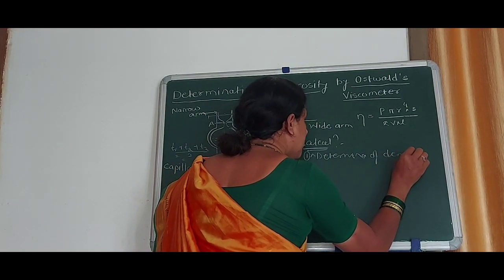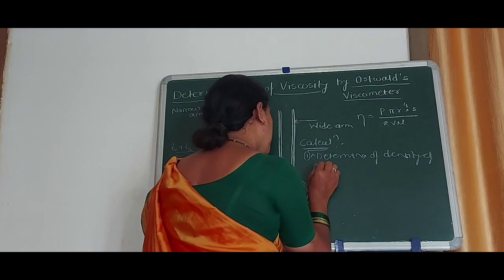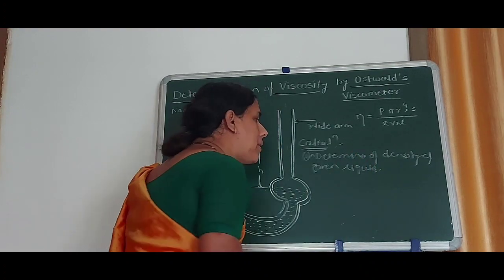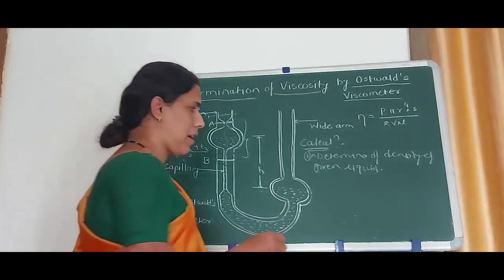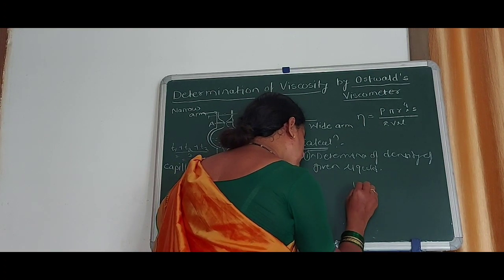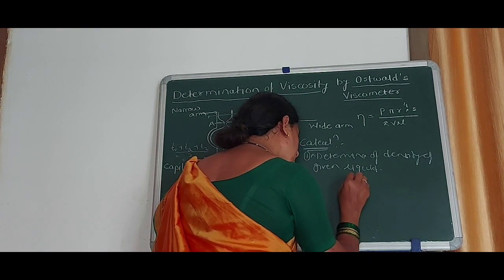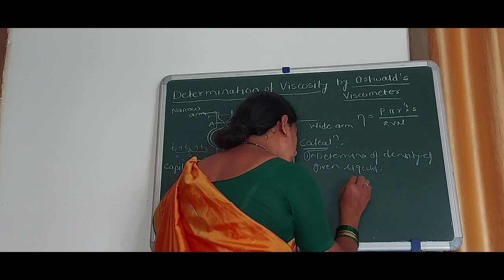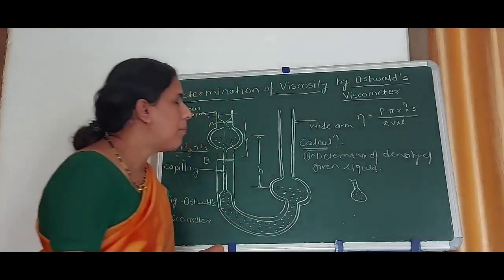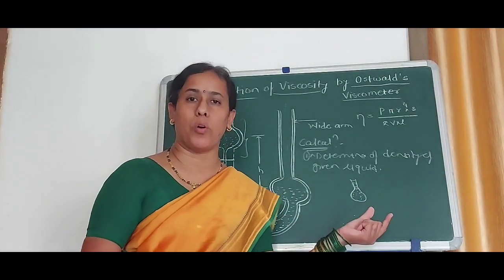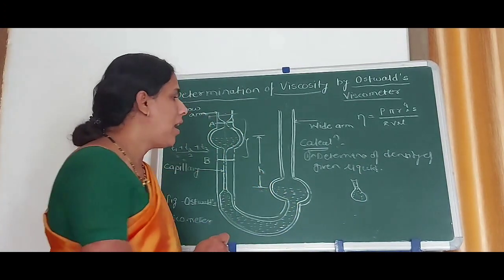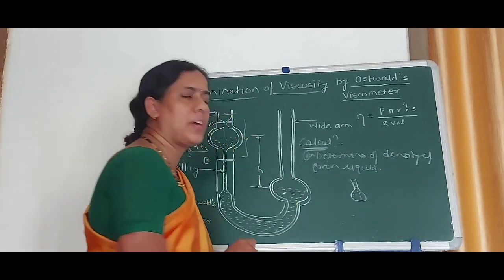density of the given liquid. For that purpose, you have to take the specific gravity bottle. Specific gravity bottle is like this. You have to fill up this solution first, and by means of this specific gravity bottle, you have to calculate the density of the given liquid. How do you calculate this density of the given liquid?